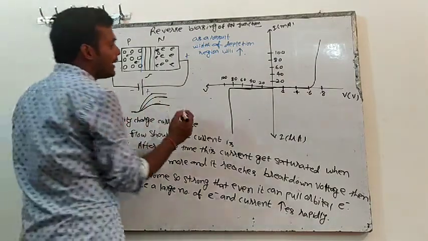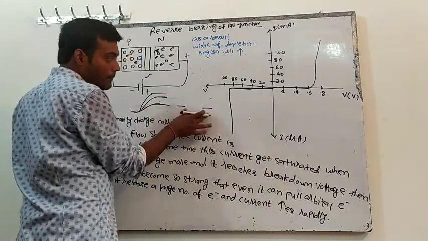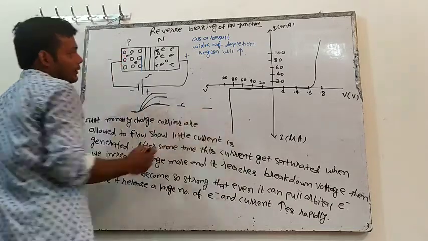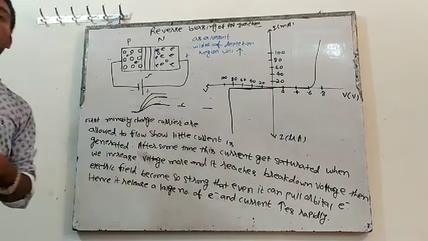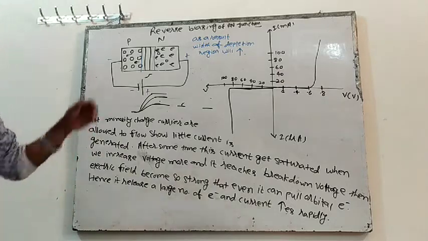If the potential barrier increases, that means this barrier is increasing. Now that means jumping is difficult. Jumping is difficult, so no electron and hole can move. So what will happen? If no electron and hole move, it will behave like an insulator.